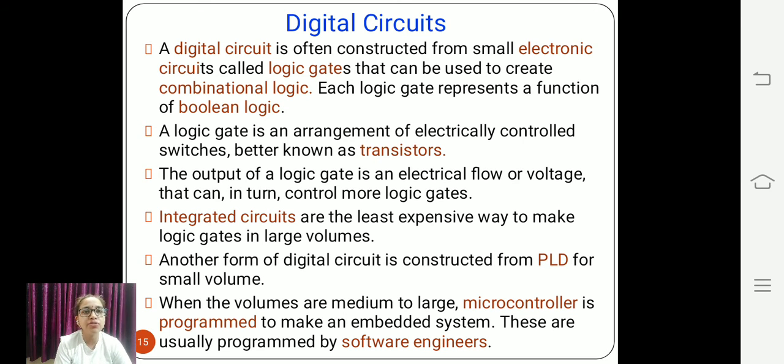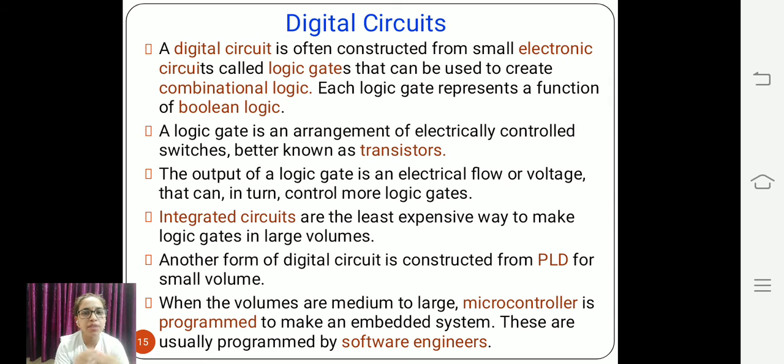A digital circuit is often constructed from small electronic circuits called logic gates that can be used to create combinational logic. This is called combinational logic. The logic gate is used to create combinational logic. Combinational logic means it is a combination of many gates. It may be your basic gates, your universal gates or your exclusive gates, but a combination of many logic circuits. Logic here we are considering as 0 and 1, on and off, or high or low.